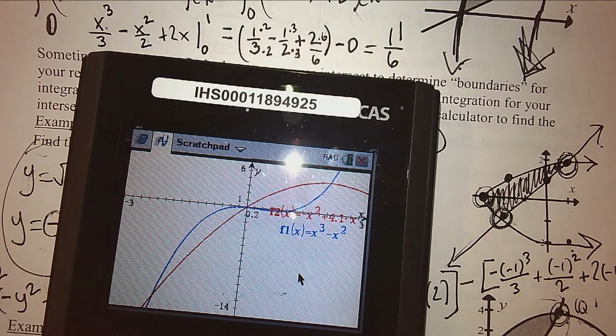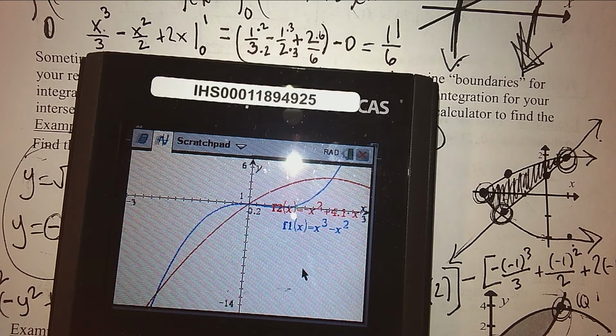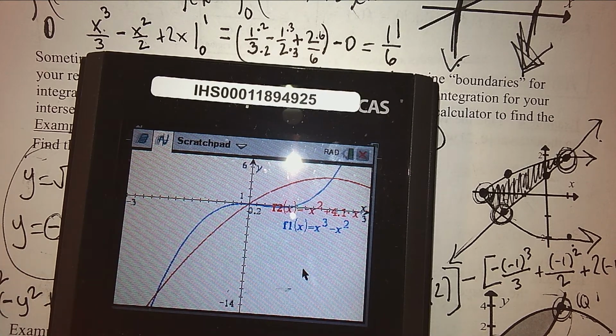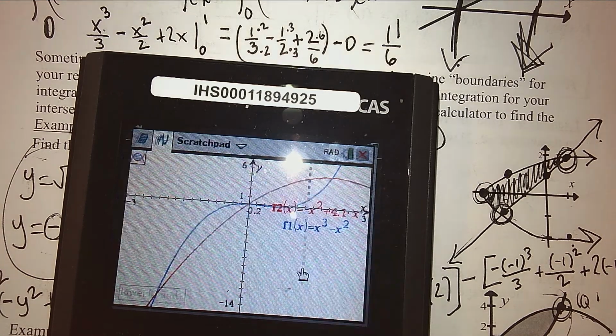So we have the two graphs. Now can you find the area that's bounded between them? I haven't done this, so I don't know if we'll have to do this in two parts or not. So let's do that. So menu, let's go to Analyze Graph and Bounded. That's 8.